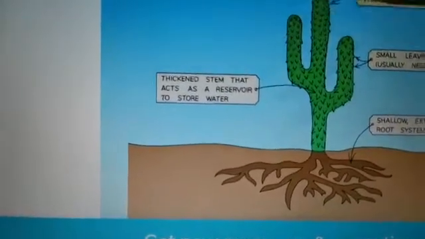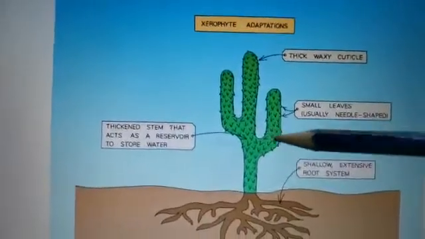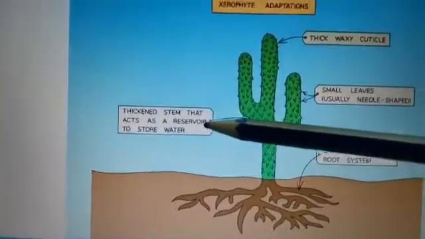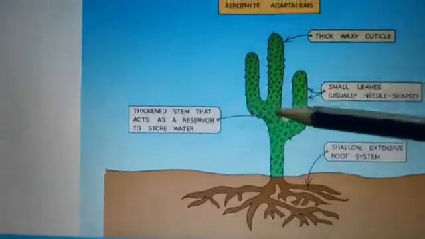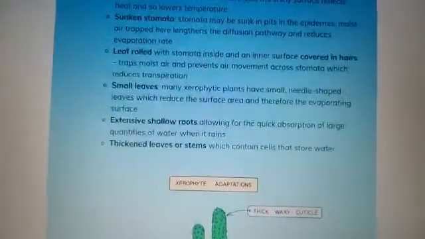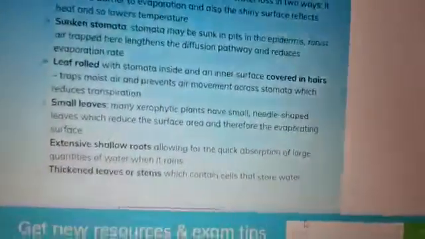Because they are not getting enough water all the time, as they are growing in deserts, in dry conditions, they want to store water whenever they get it. So the thickened stem stores the water. So these are the adaptations of the xerophytes and the hydrophytes.